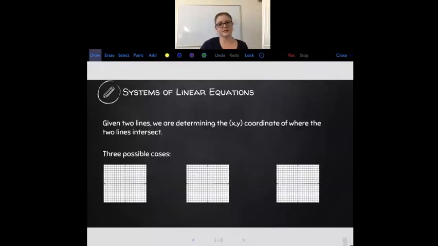What we're trying to do, given two lines, is determine the xy coordinate, or the point, where the two lines intersect. There are three possible cases here. The first is that our two lines could intersect at one point. This xy point would be the solution. So this is a case of one solution.